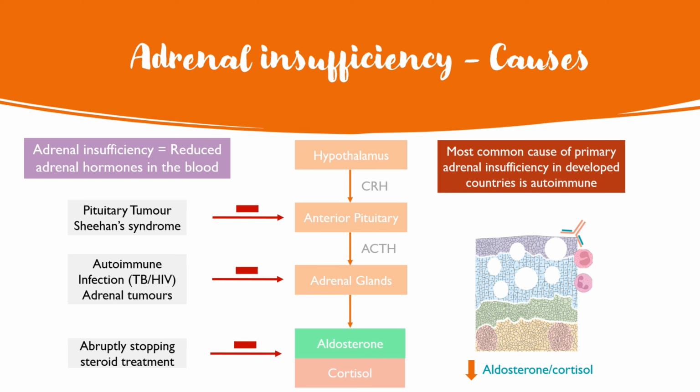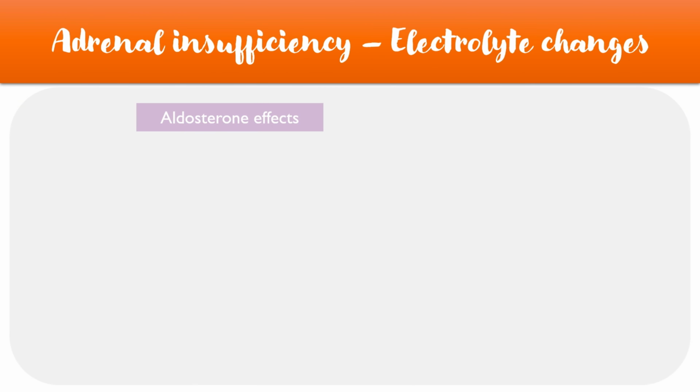Note that the most common cause of primary adrenal insufficiency, so where there's a problem with the adrenal glands, is autoimmune factors in developed countries. Adrenal insufficiency can have multiple impacts on the body, including electrolyte changes. To work out these changes, we can look at what aldosterone normally does within the body and extrapolate to see what would happen if there's insufficient aldosterone present.